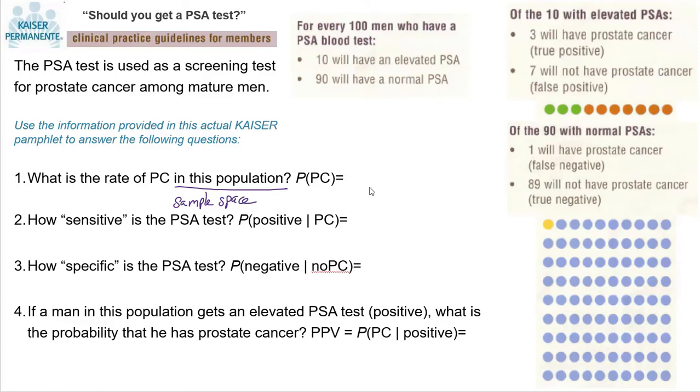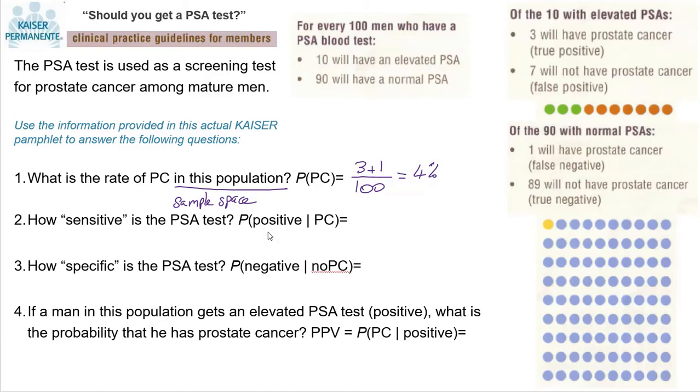Since the size of the sample space here is modeled by 100 men, then the denominator is going to be 100, and the numerator will be the total number of men with prostate cancer in this sample space. So we see that we have 3 green dots, the men who have prostate cancer and will get a positive test. We also have the 1 yellow dot corresponding to the 1 man with prostate cancer who will get an incorrect negative test. So that's 4 out of 100, that's a probability of 4%, 0.04.